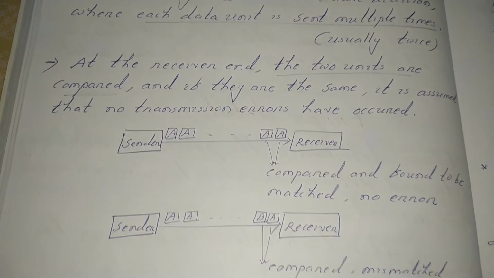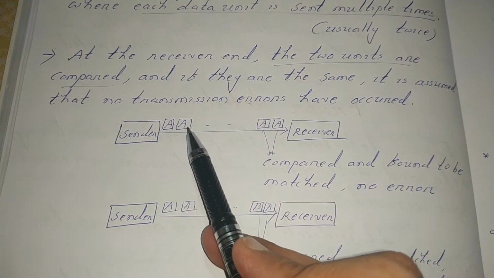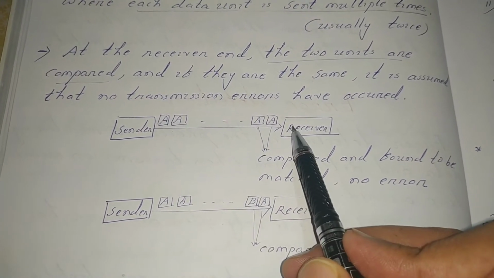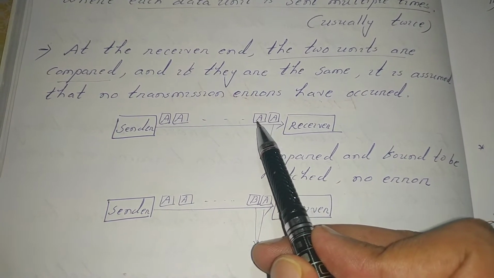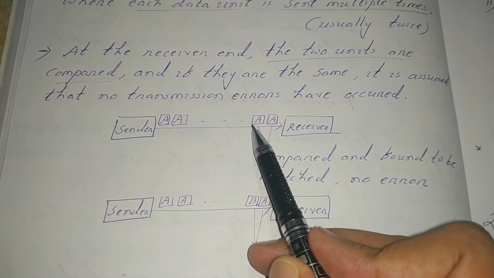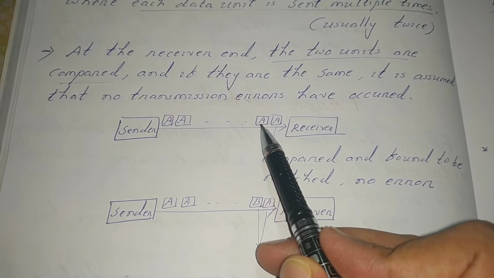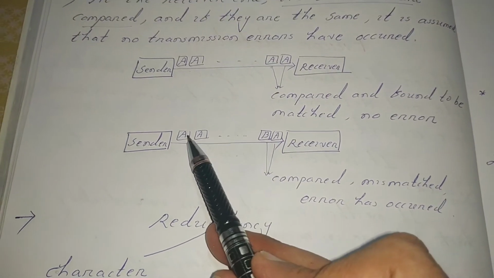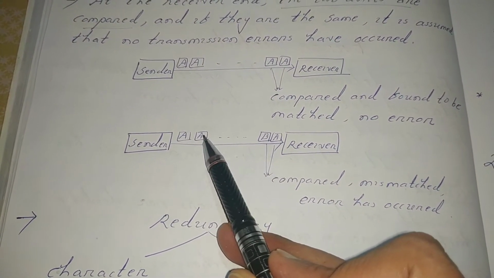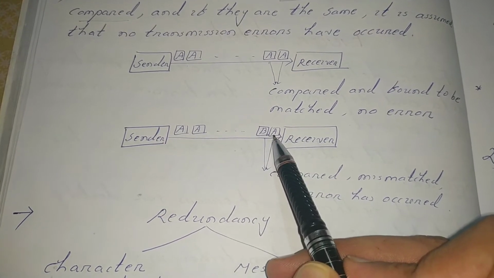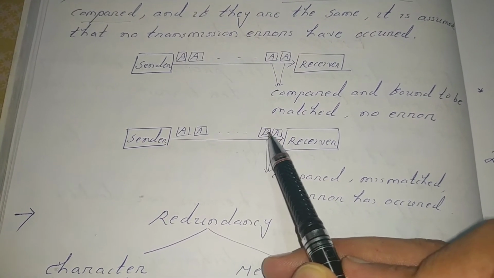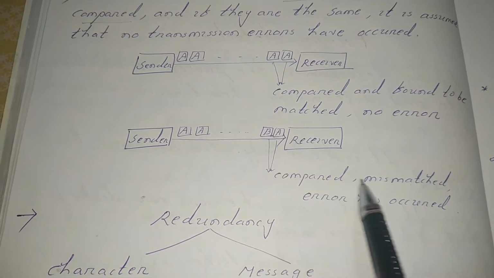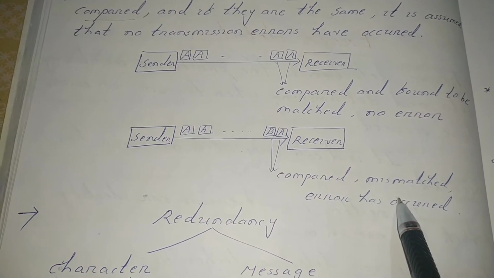transmission errors have occurred. See in this diagram, the sender is sending the character A, and that character A is sent two times. At the receiver side, if it receives the same character two times, and the first character A matches the second character A, then no transmission error is there. But in the second case, the sender is sending the character A twice, but the receiver gets first A, then B. After comparing, it finds that the two characters are not the same. So an error has occurred.